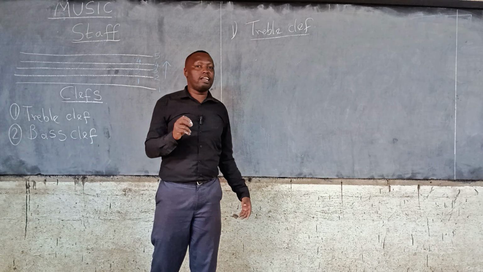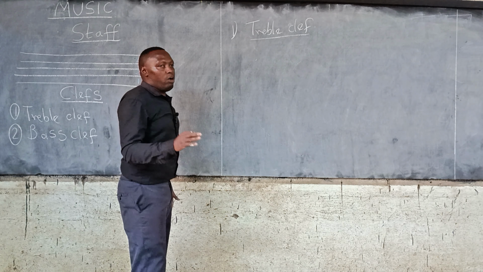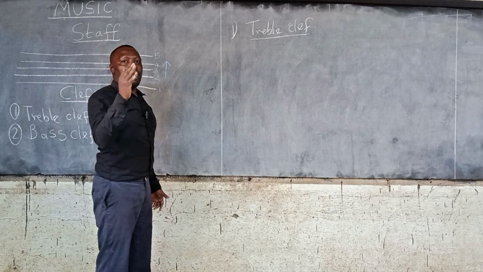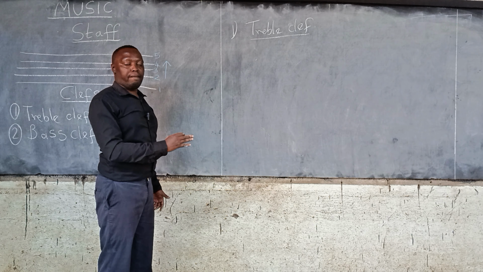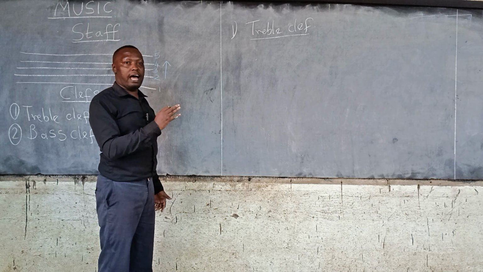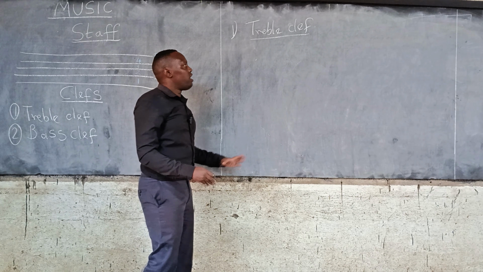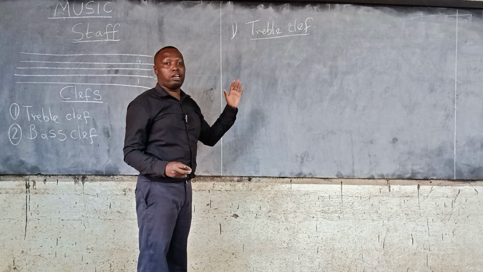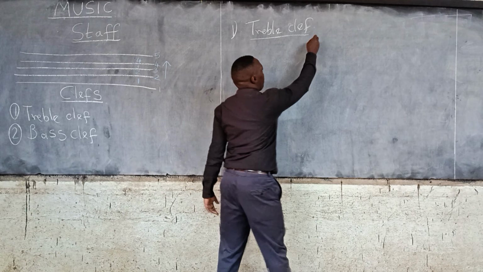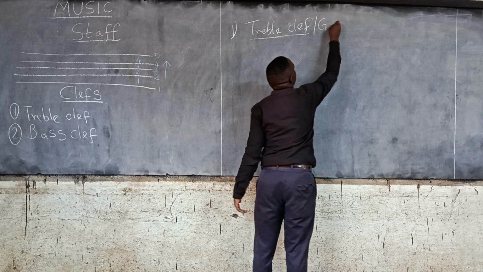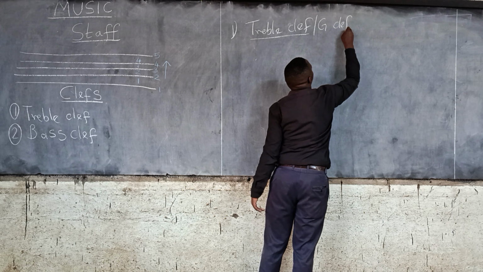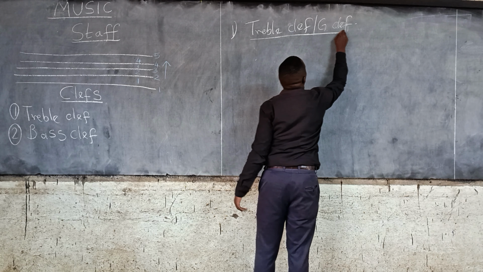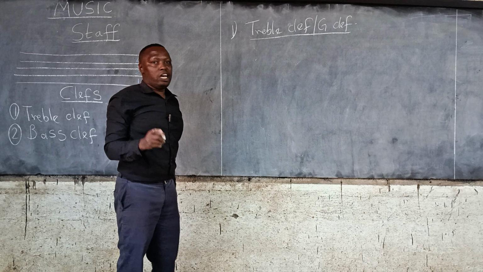Now we must understand one thing, that the way treble clef is drawn is different from others. And for your information, there is another name for treble clef. Another name for treble clef is G clef.